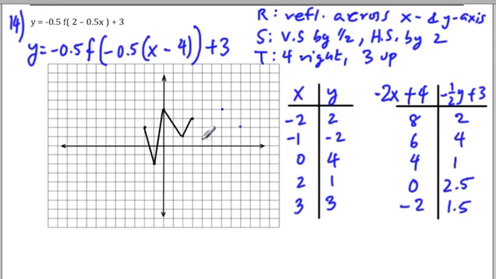Then 4, 1. Then 0, 2.5, so 0, 2.5 is right there. And negative 2, 1.5 is right there. Okay, so let's just connect these points. We have that right there, that right there, that right there, and that right there.